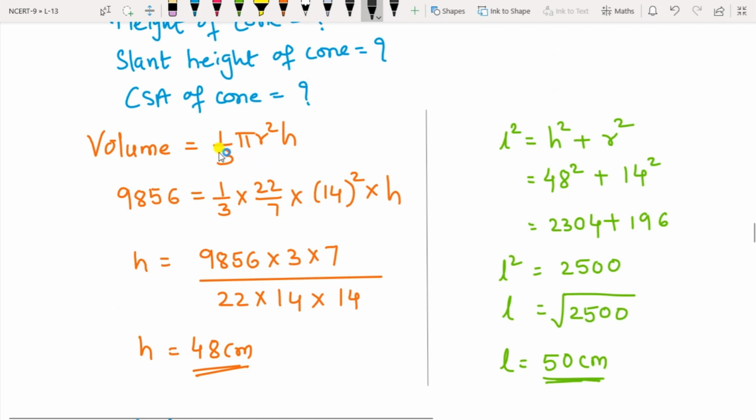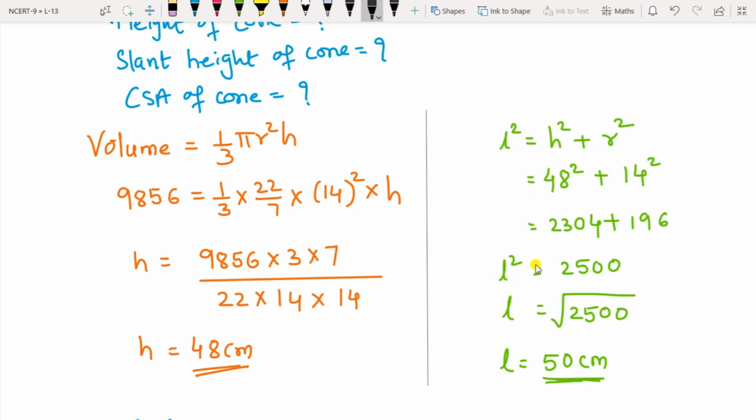So when volume is given, write the formula for volume here, 1 by 3 pi r square h. Substitute the values of volume, pi and radius. You have to find the height here, so make the subject as height. You will get the answer as 48 centimeter. Then find L here, because for curved surface area, the formula is pi r L. You need L here.